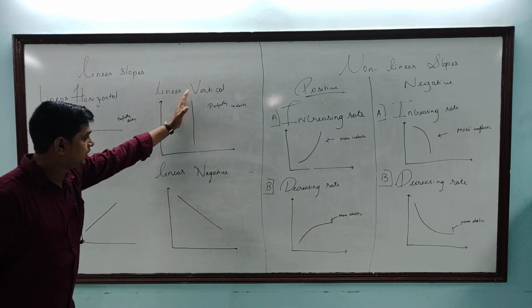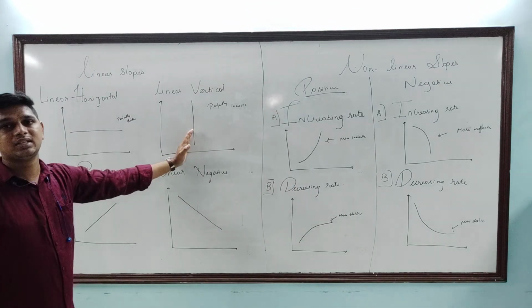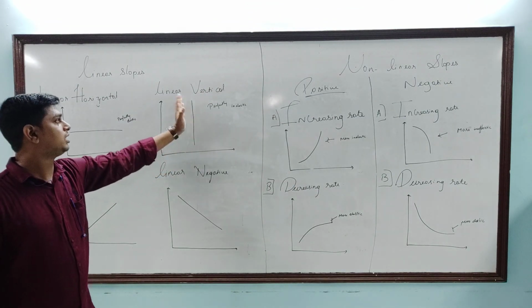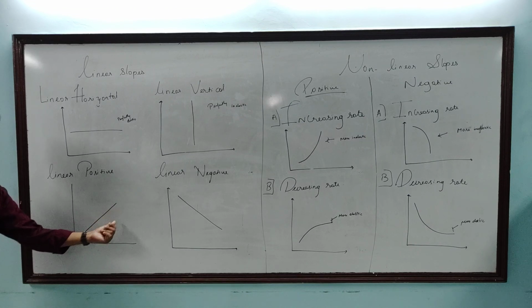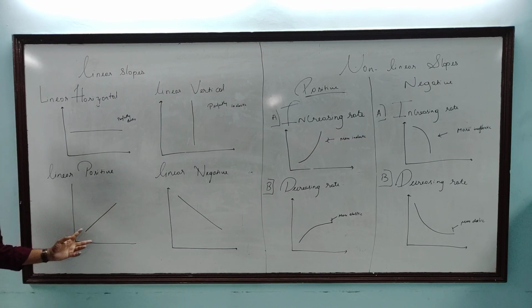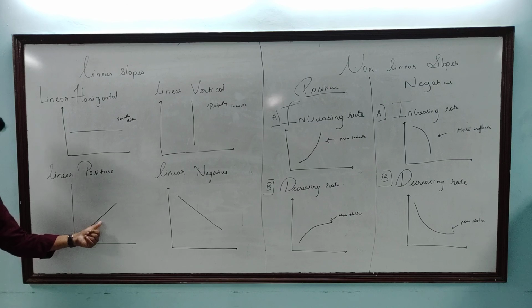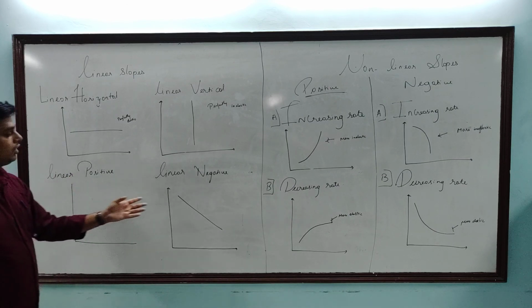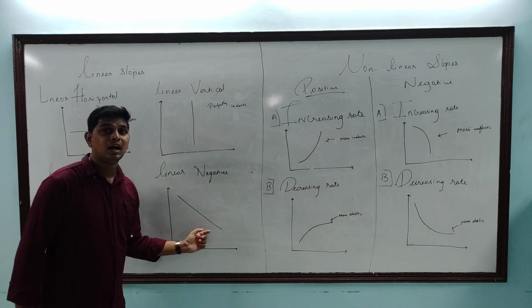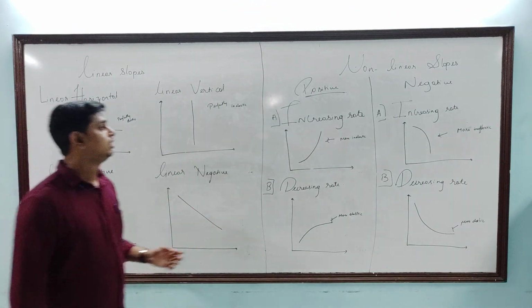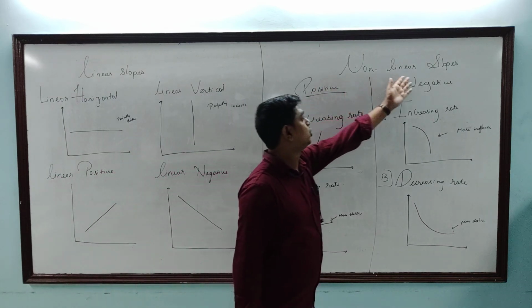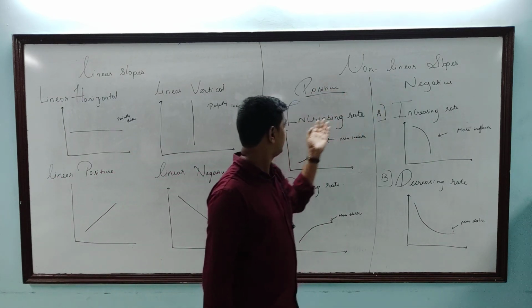If they are exactly vertical, a straight line, then we call them a linear vertical curve, and they follow a positive slope at upward rising. We can also call it an upward rising curve, but this is at a constant rate, so we can call it a linear positive curve. Here we have a downward sloping curve, again at a constant rate, so we can call it a linear negative curve. Then under a non-linear slope, we have positive and negative.